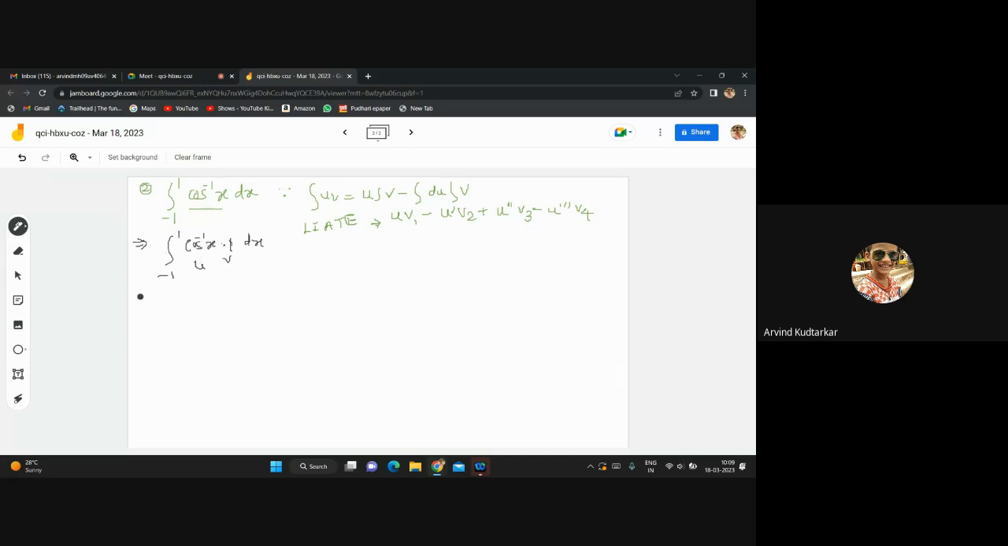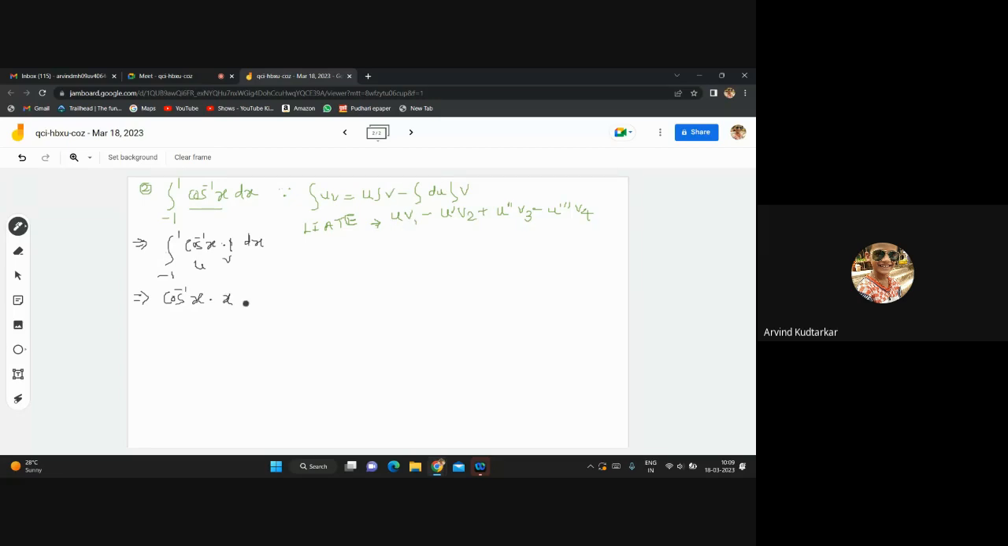So use the simple result of integration by parts. Okay, so the first function keep as it is, that means cos inverse of x into the integration of 1 with respect to x, which is x. That means the integration of v, that is v1.